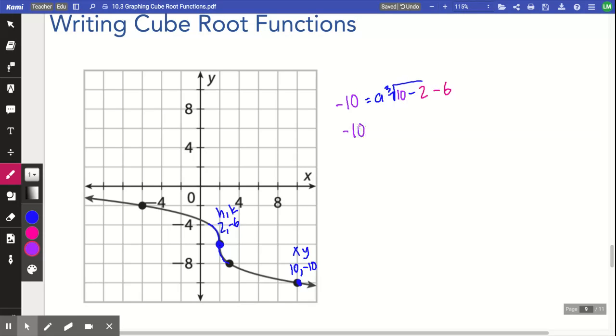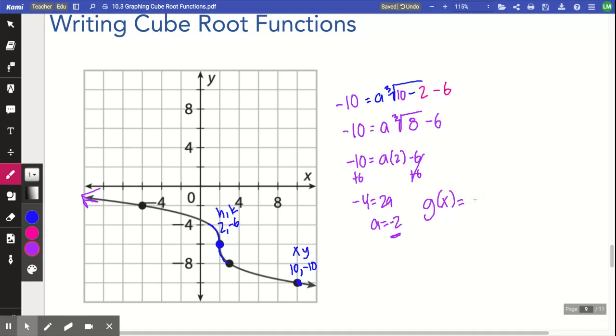All right, -10 is equal to a times the cube root of 8 minus 6. -10 is equal to a, the cube root of 8 is 2, minus 6. Add 6 to both sides here. We get -4 is equal to 2a. A is equal to -2. Just double check that, make sure. Again, because we're going up on the left with the end behavior, there is going to be a negative, so that value turned out for us.